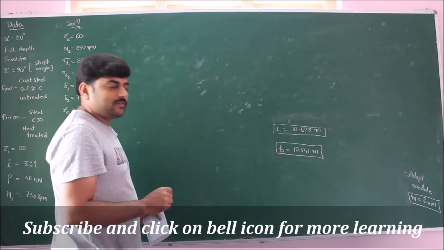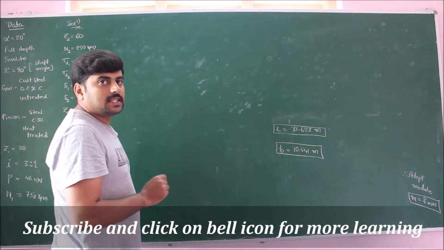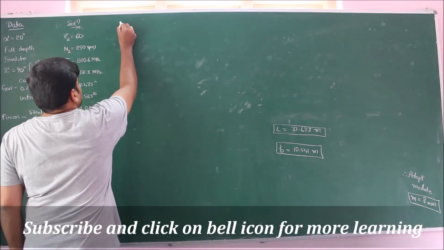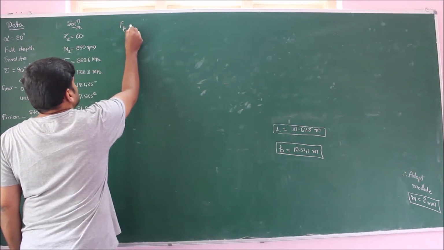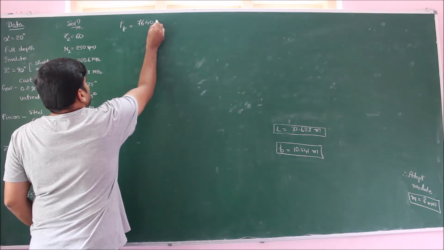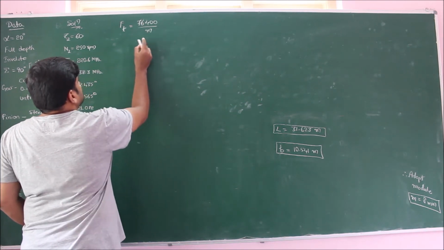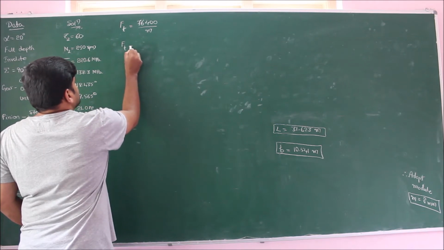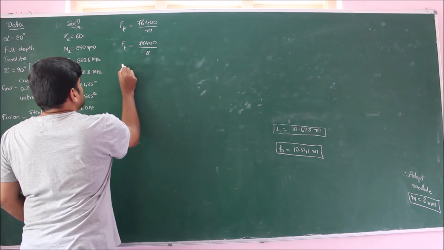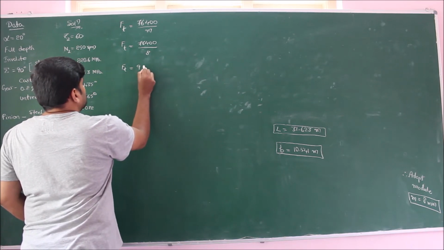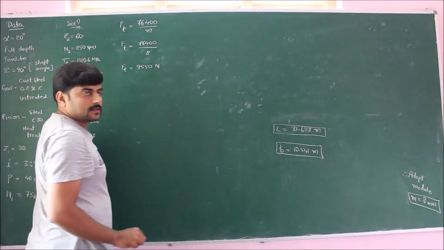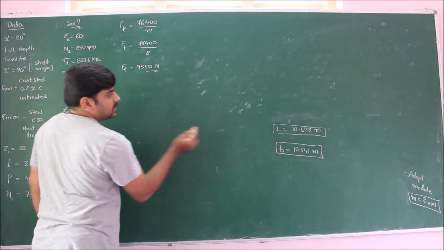Before moving on to checking for stress, let me calculate the tangential force, length and face width. Just now we have found out the relationship between tangential force and module, which is given by 76,400 by module. So therefore the tangential load will become 76,400 by 8, which is turning out to be 9,550 newtons.